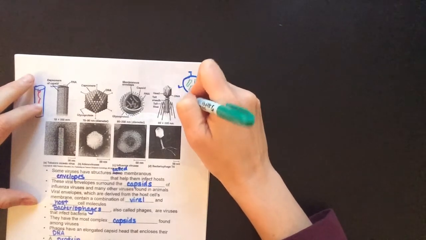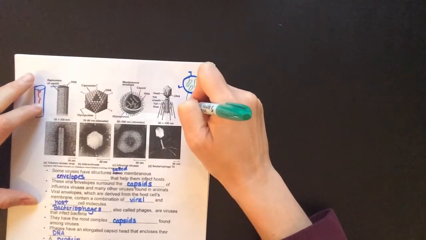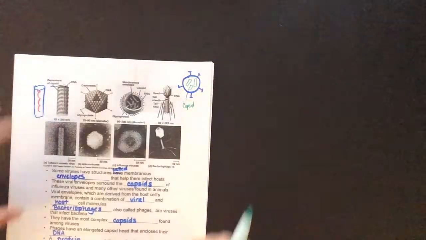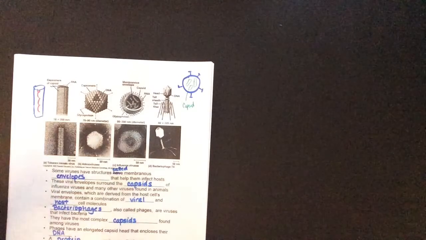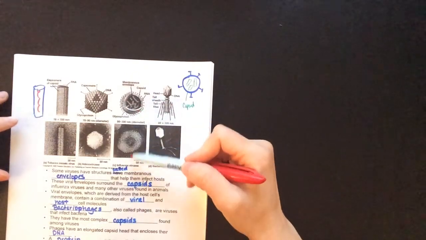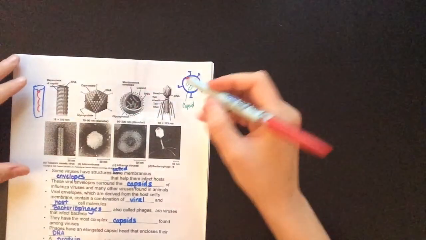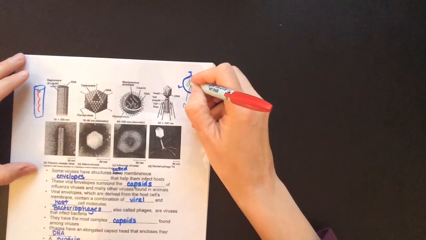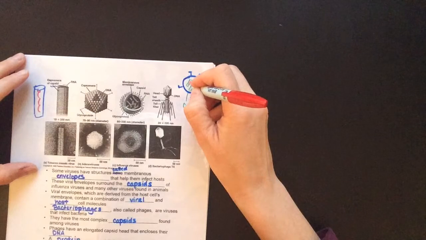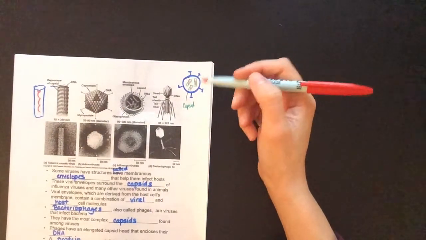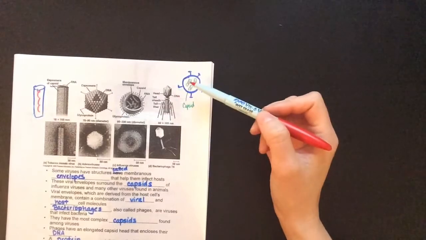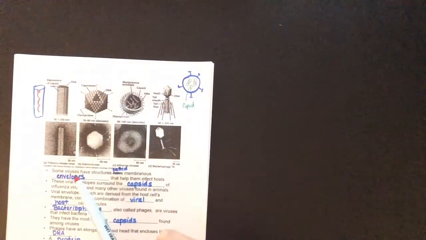So that's the capsid. The capsid, remember, is that protein coat, and the capsid always surrounds the genetic material. In this case, for the influenza virus, that genetic material is RNA. So you have RNA inside here. And so there are many capsids inside an envelope. That's a little bit different than the other two that we talked about.